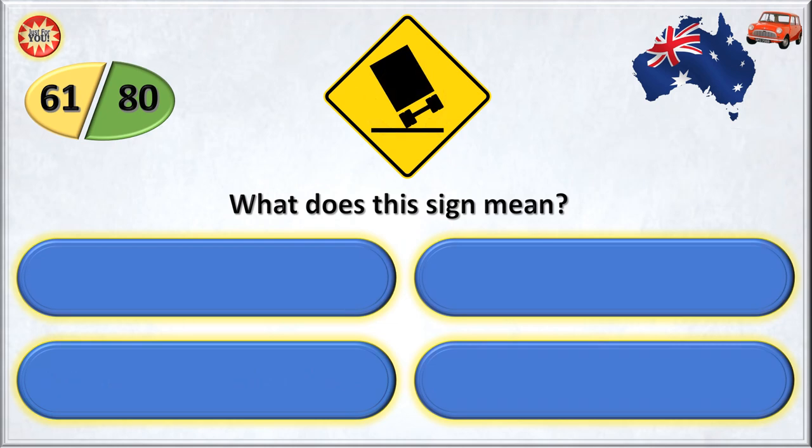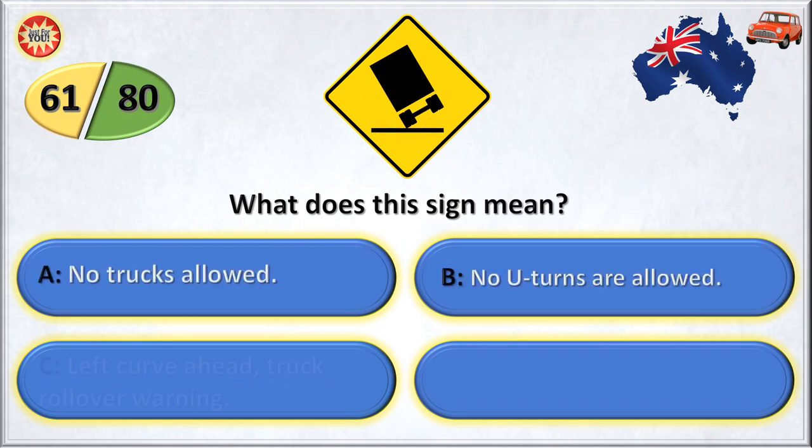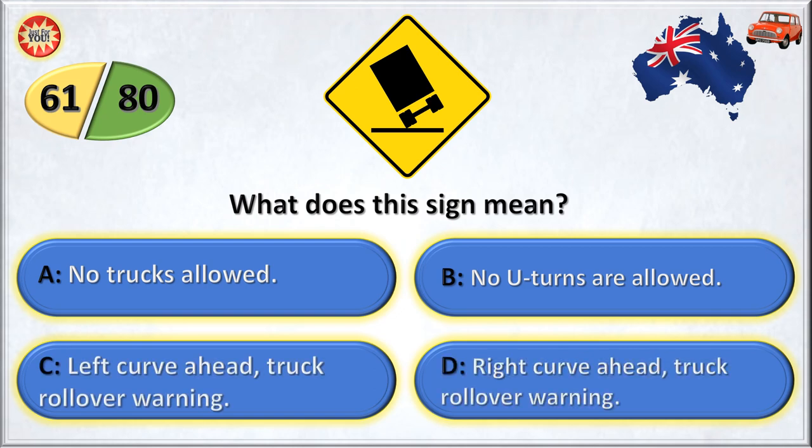What does this sign mean? No trucks allowed. No U-turns are allowed. Left curve ahead. Truck rollover warning. Right curve ahead. Truck rollover warning.